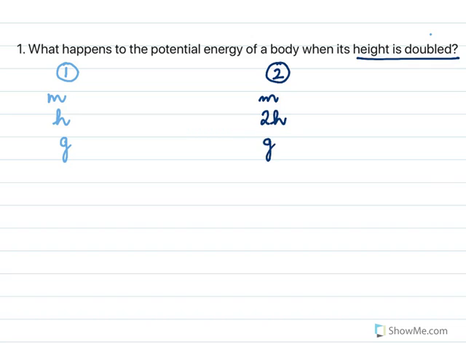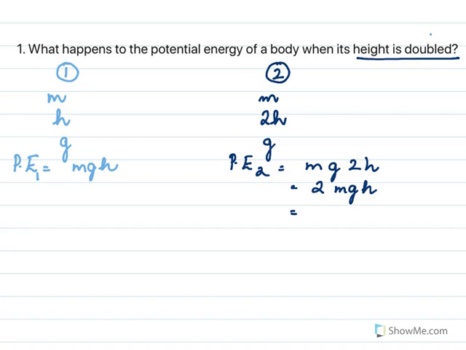The g remains constant. So here potential energy 1 is mgh and potential energy 2 is mg, now the h is 2h. I will just rearrange it: 2mgh. So you have 2, and if you notice this mgh is the same as potential energy 1.